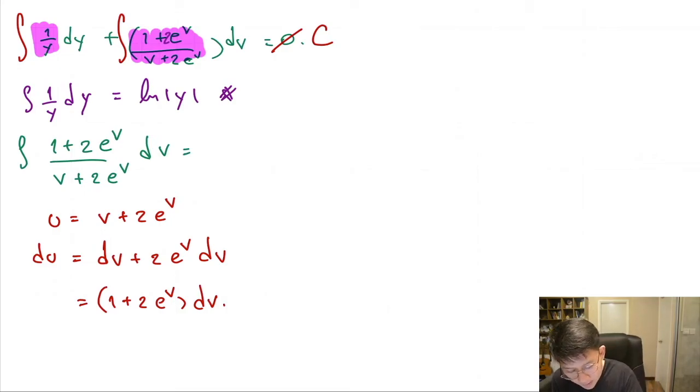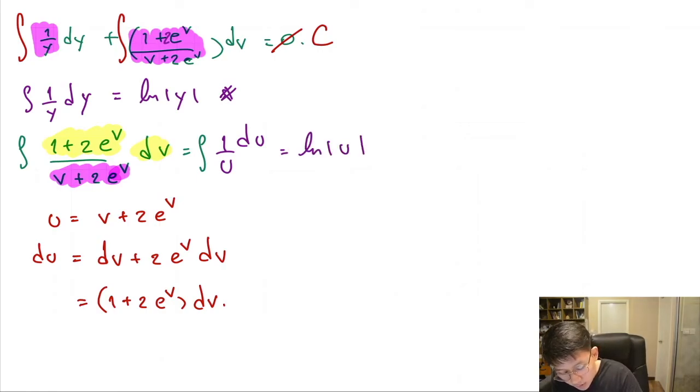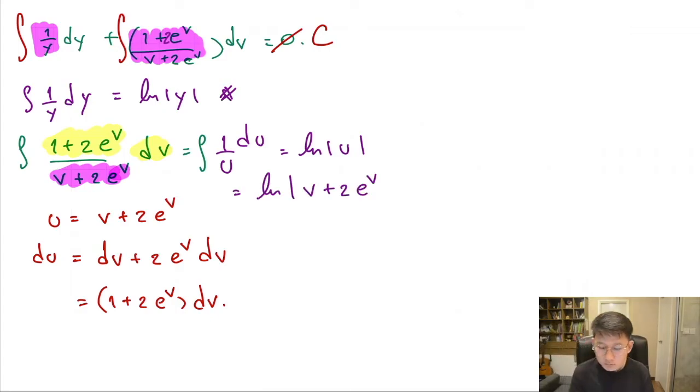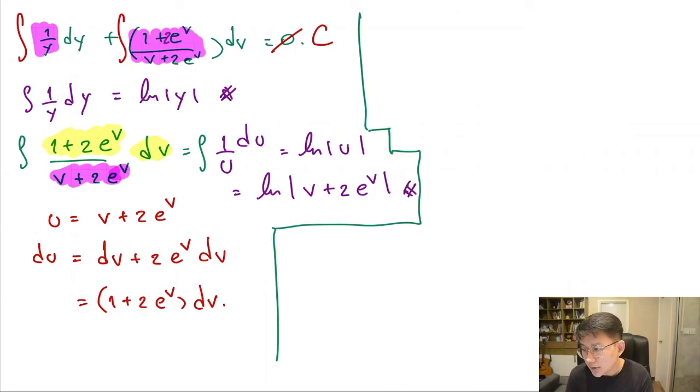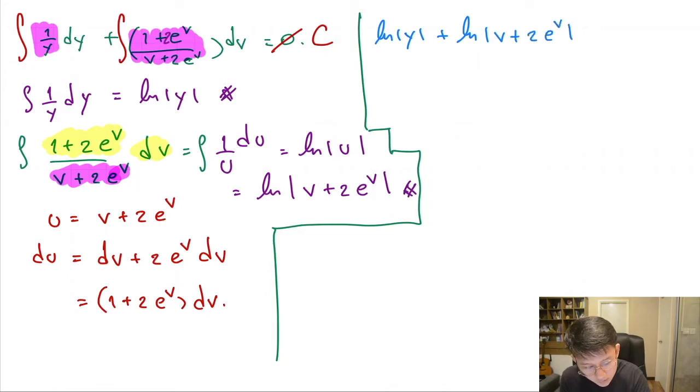So here we have the integration of (1 + 2e^v) dv, that's actually du, and the denominator here is actually u, right? So we have log of absolute u, which is log of v + 2e^v. Make sense? And then we plug in these integrations, so we have log of absolute y plus log of v + 2e^v equals c.